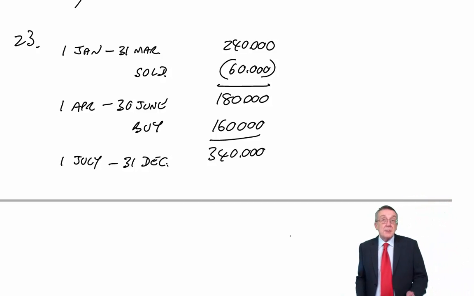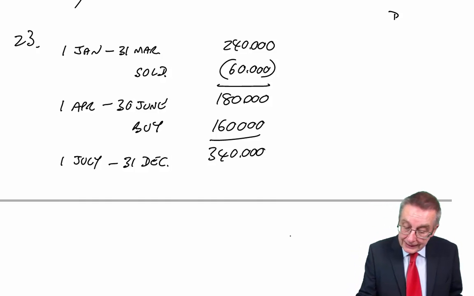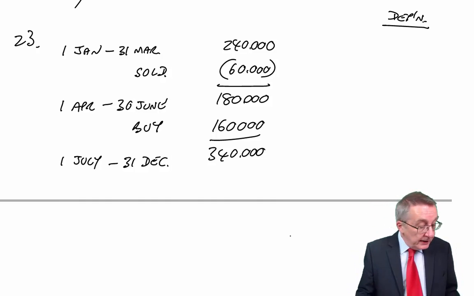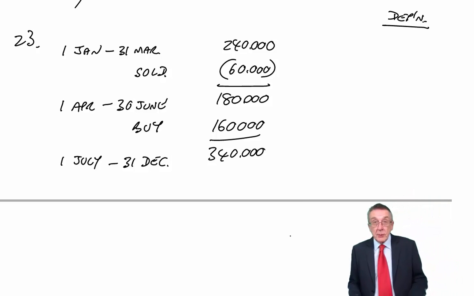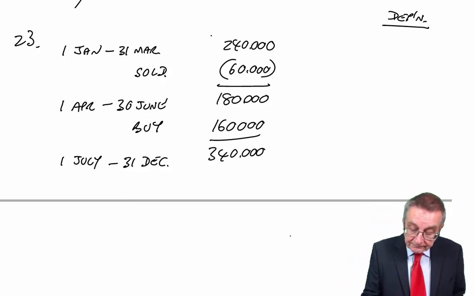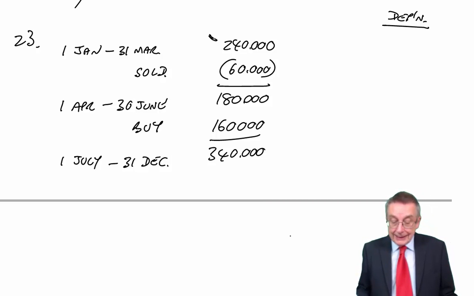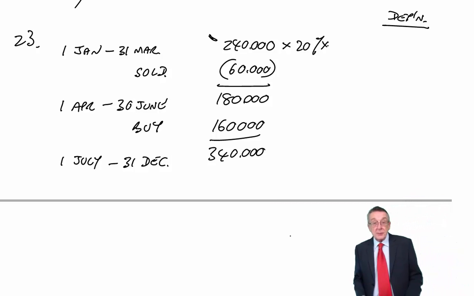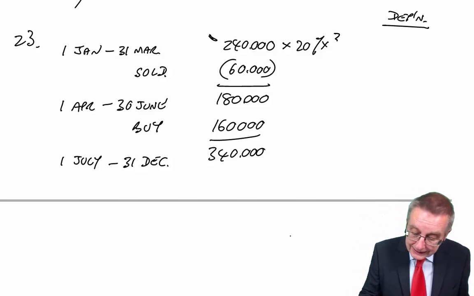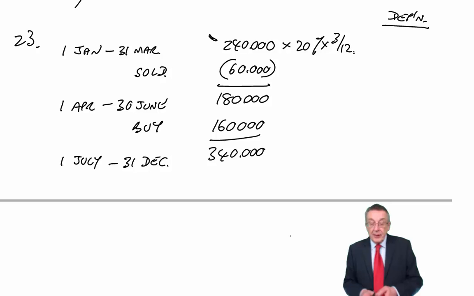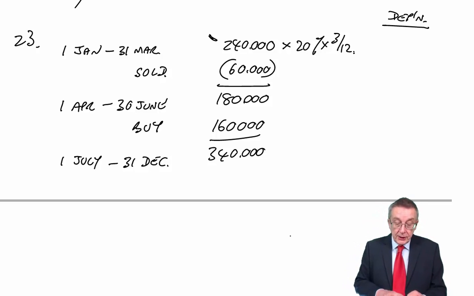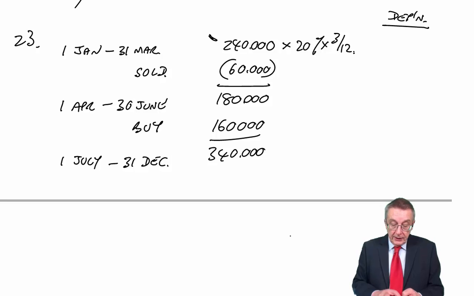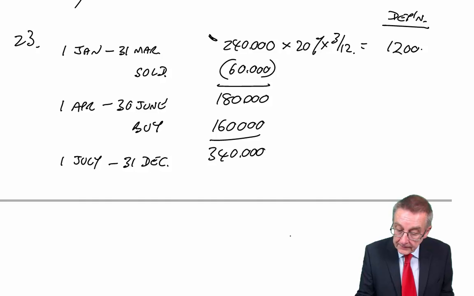Now, why have I done that? It's because now I can do the depreciation. Depreciation is 20% straight line, 20% on cost. So we started with 240. Depreciation will be 20%, but it was only 240,000 for part of the year, January, February, March, 3 months. And so for the first 3 months, we'd have depreciation of 240,000 times 20% times 3/12, 12,000.